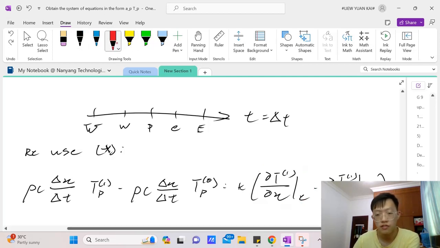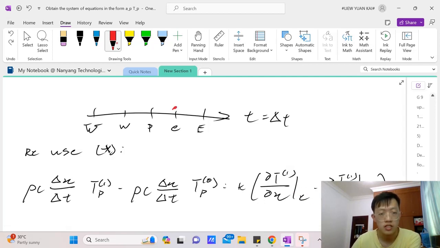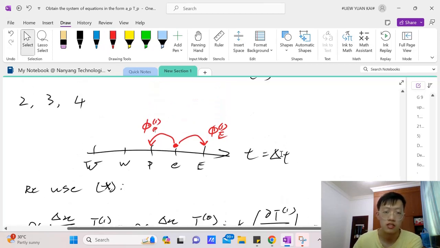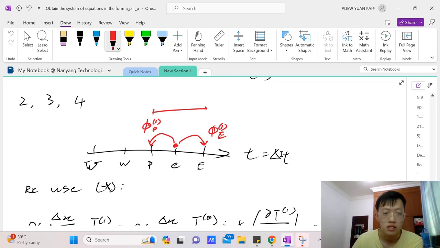So we want to find this term, the derivative evaluated at small e. So we stand at small e, and we take the immediate right minus the immediate left divided by the segment. So the immediate right is phi e. And since this occurs at t equals delta t, it's phi e with superscript 1. Remember this is happening at the future time, so we need to indicate it with this 1. Then the immediate left is phi p, but also at 1. And the length of the segment is just delta x.